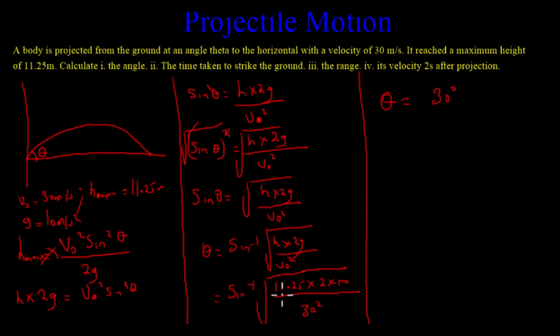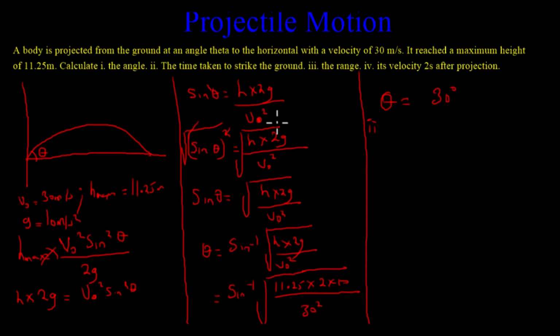Remember, if you are using a scientific calculator, multiply this first, divide it by the square of this. Make sure you square this, 30 squared, that's about 900. Divide it by this and then take the square root before taking the sine inverse. And when you are doing all this, remember not to truncate anything, otherwise your values might be above 30 or below 30. Okay, so theta is equal to 30 degrees. Then we can move on to the second part of the question.